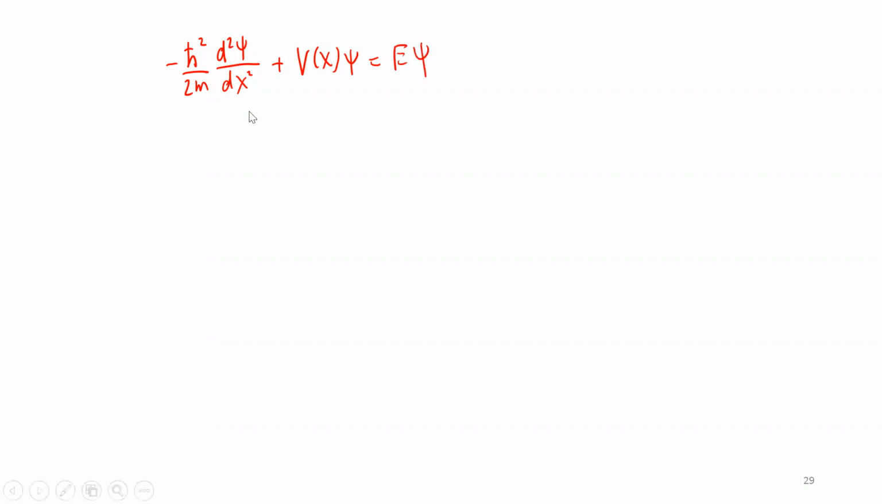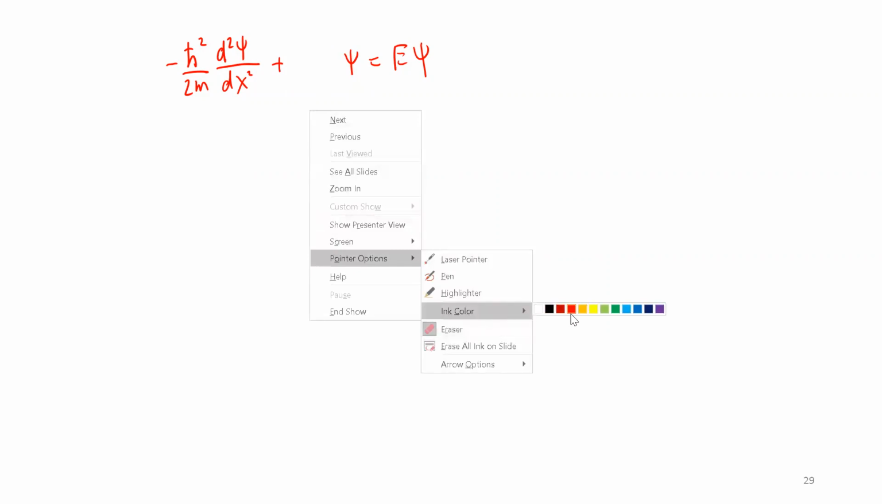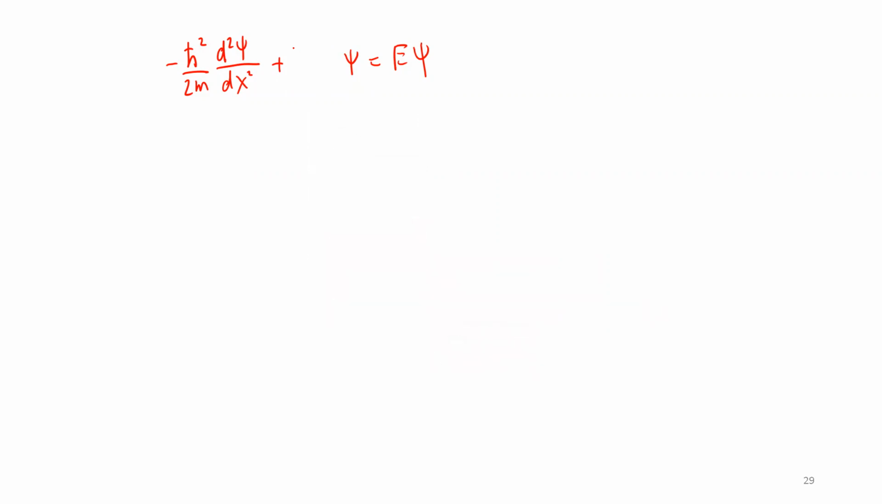So the psi is the wave function, and then the V of x is the potential that your particle is in, and E is the energy of the wave function. In particular, if you are in a harmonic oscillator potential, then this V of x is given by 1/2 m omega squared x squared. So the key is that we want to solve this equation.